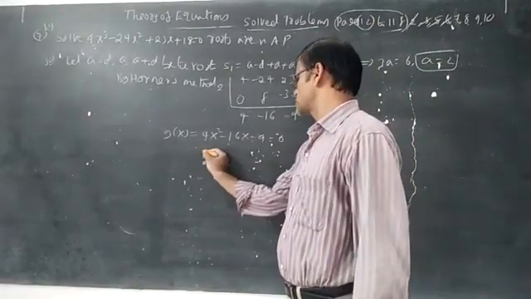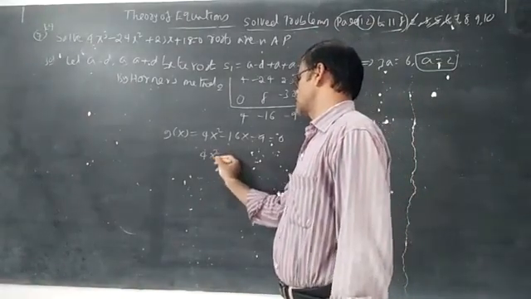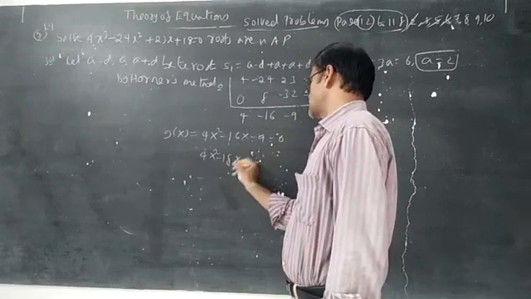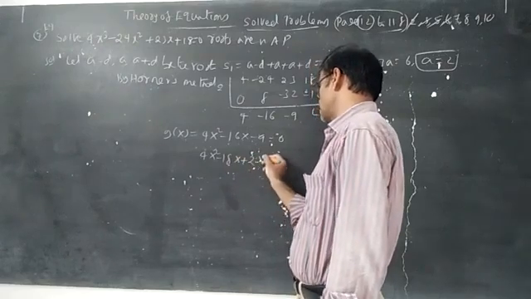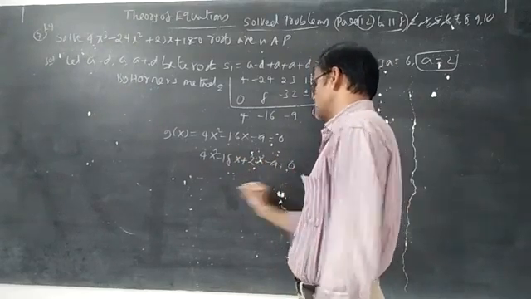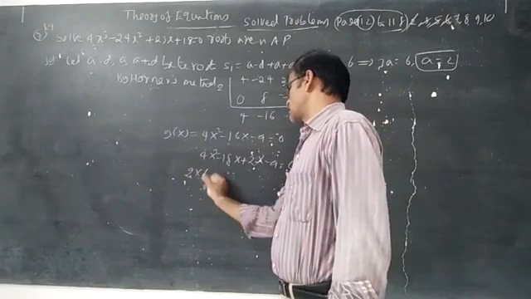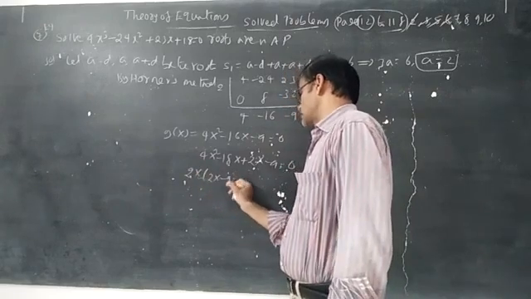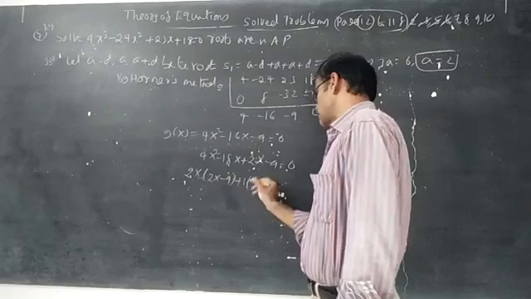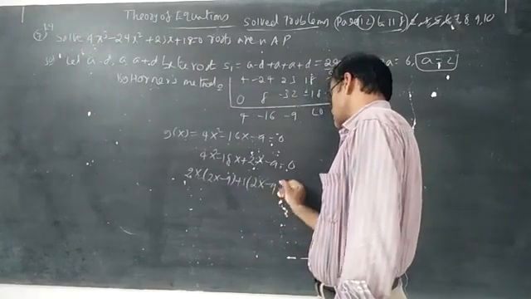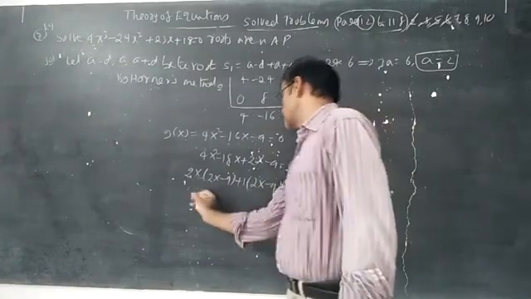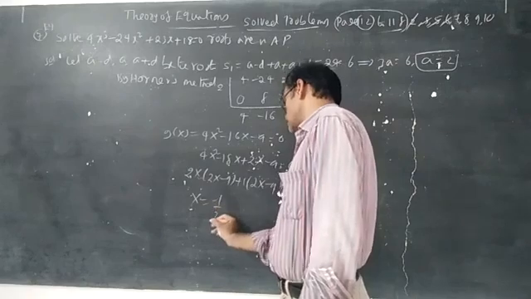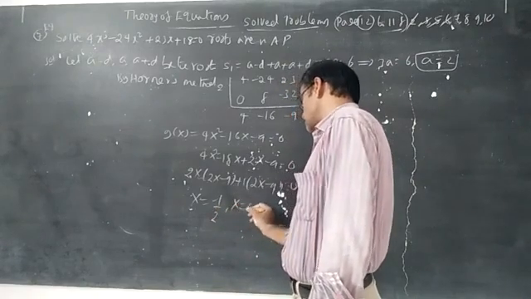We can write 4x square minus 18x plus 2x minus 9 is equal to 0. 2x we can take common, it becomes 2x minus 9 plus 1 we take common, 2x minus 9 equal to 0. So x is equal to minus 1 by 2 comma x is equal to 9 by 2.